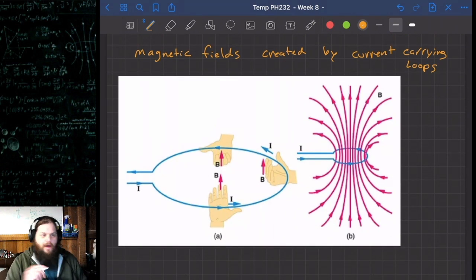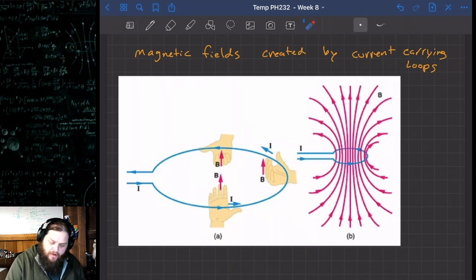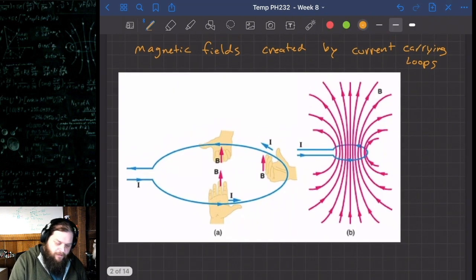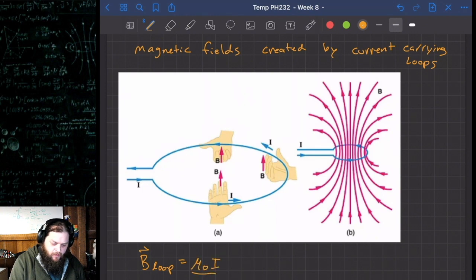When you have current flowing through a loop like it's diagrammed there, you can use a similar type of right hand rule where you grip that wire. Again, your thumb is in the direction of the magnetic field, and notice the magnetic field is actually radiating in and then out of that loop, so it kind of radiates around it in all directions. And to calculate the magnetic field at the center of that loop, it's a pretty simple equation where we have B of the loop is equal to mu naught I over 2r.